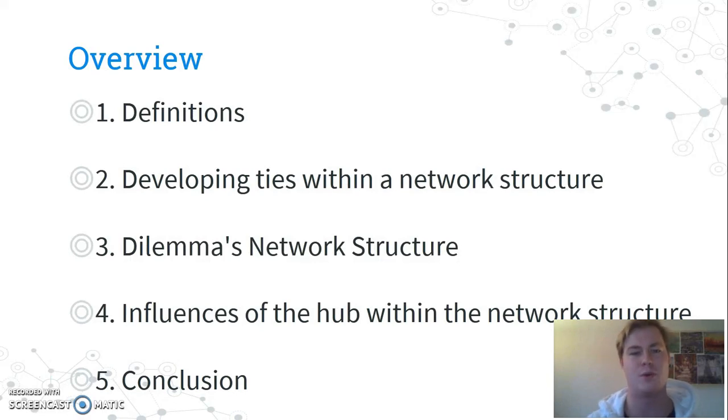In the first part, we explain the definitions within the research question. The second part is developing ties within the network structure. The third part is about the dilemmas in building a network structure. The fourth part is the influence the hub has within the network structure. And the fifth and final part is about the conclusion.